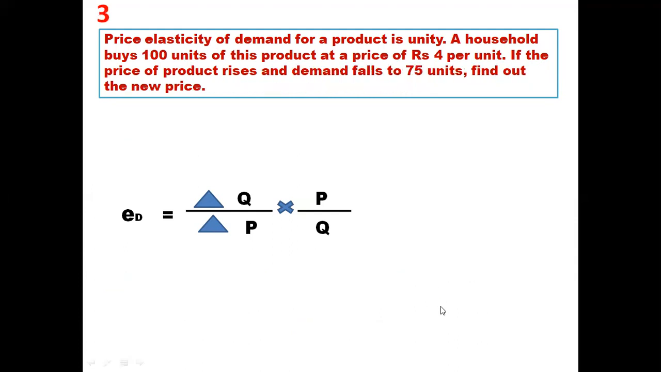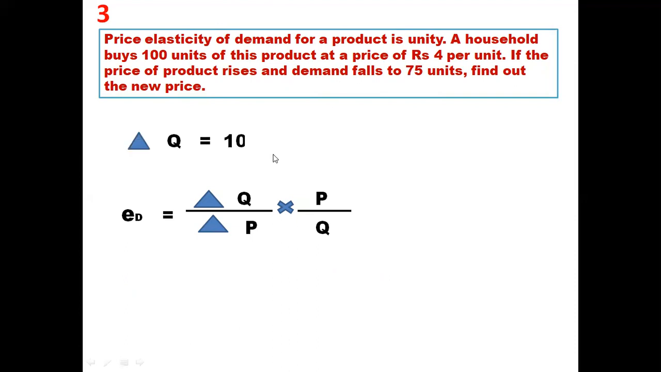Moving on to the third sum. Price elasticity of demand for a product is unity. A household buys 100 units of this product at a price of rupees 4 per unit. If the price of the product rises and demand falls to 75 units, find out the new price. So elasticity of demand here is 1, and we have been given initial quantity and new quantity, 75. Initial price is 4. We have to find out the new price.